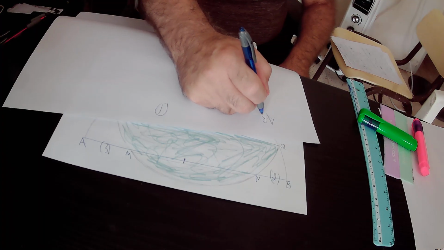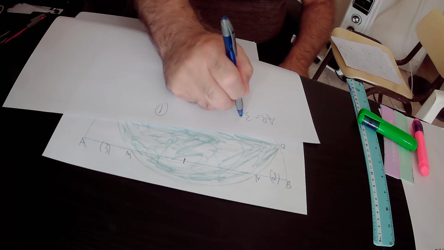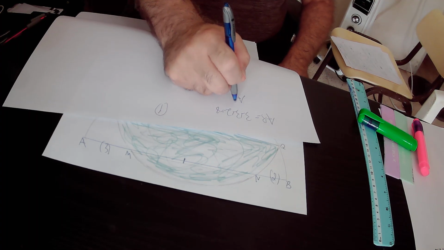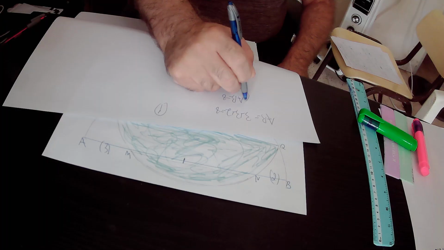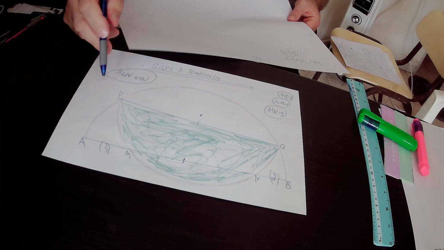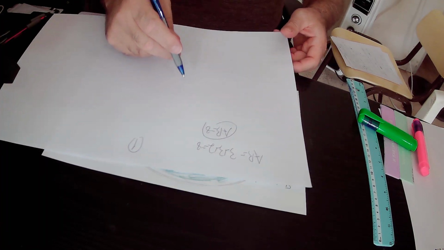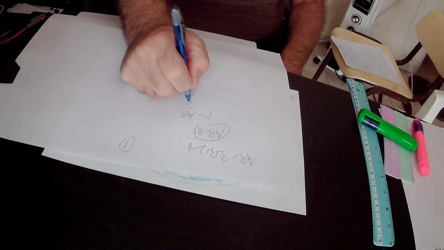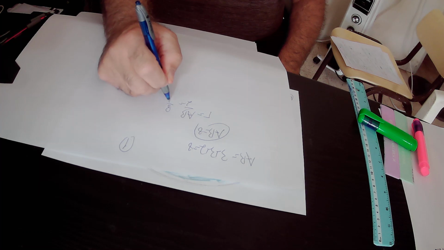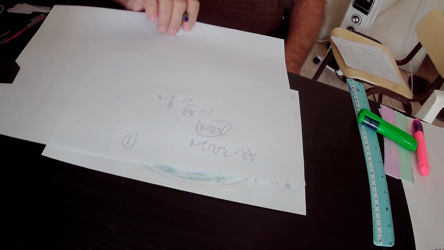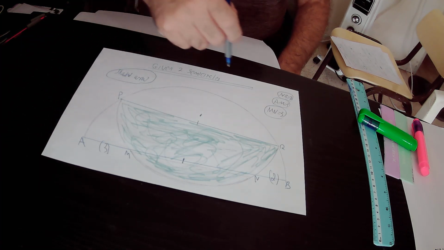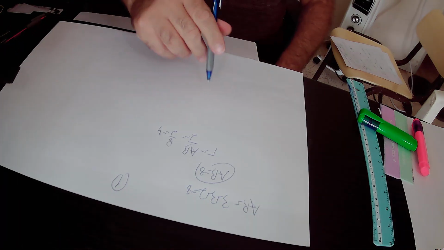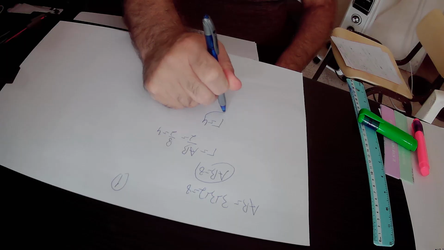The diameter AB of the big semicircle equals 3 plus 3 plus 2, that is 8. We define the radius of this big semicircle as R. So the radius R must be equal to the diameter AB over 2. AB is 8, so it is 8 over 2, that is 4. So the radius R of this big semicircle equals 4 units in length.